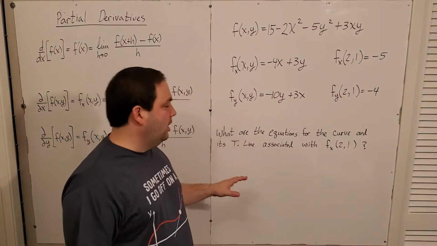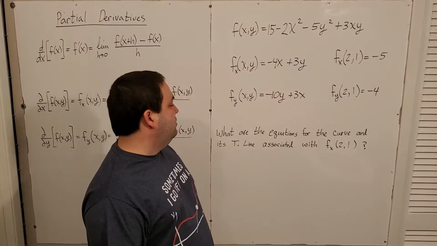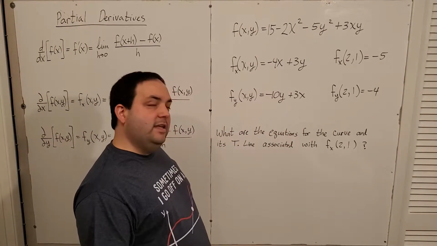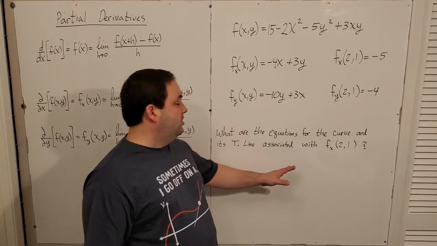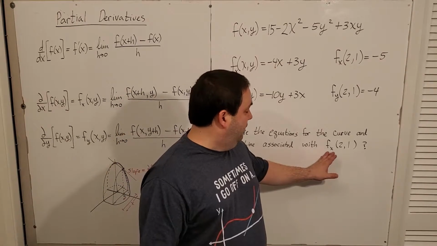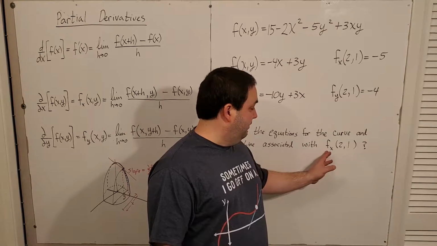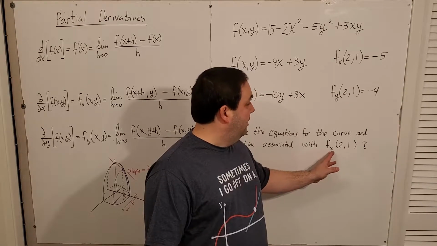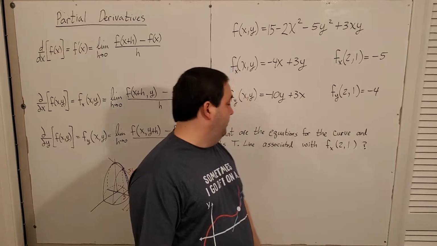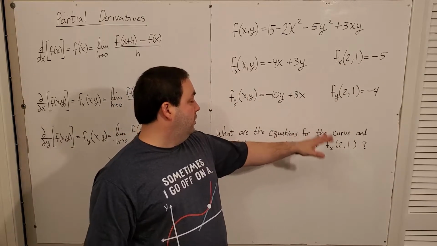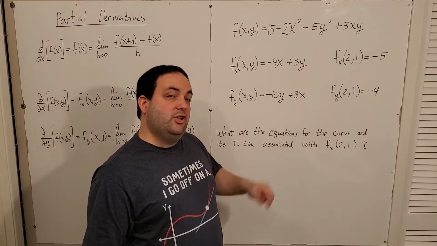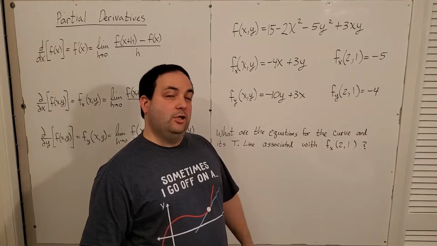Here's another question that can come up. What are the equations for the curve and its tangent line that are associated with f sub x at (2, 1)? The partial derivative of f with respect to x at (2, 1) was -5. But what are the equations for the curve and the tangent line associated with that particular measurement?